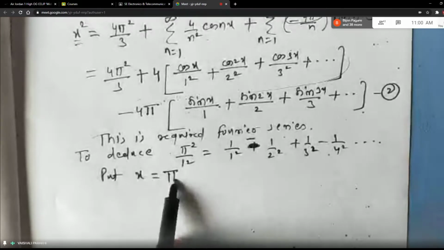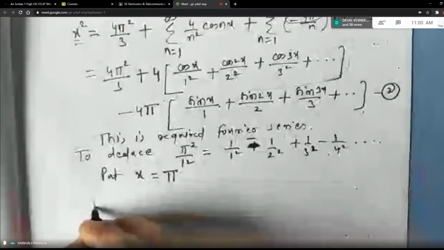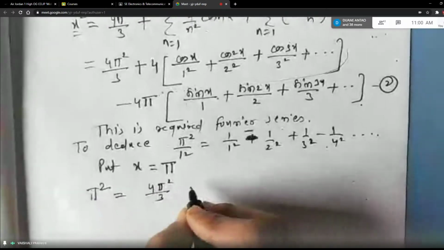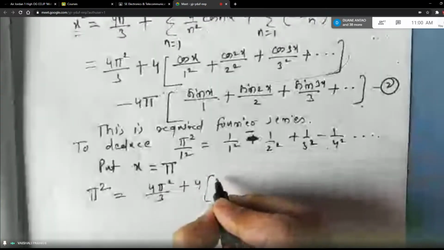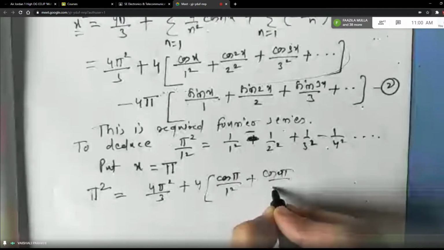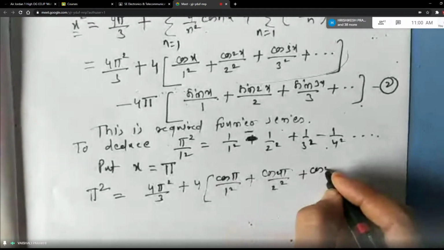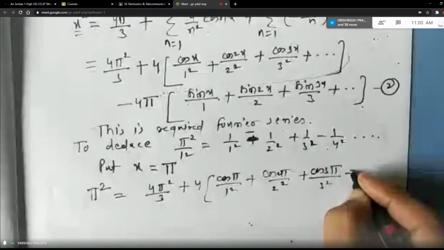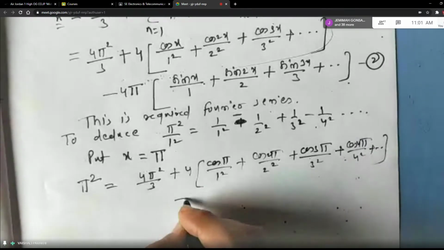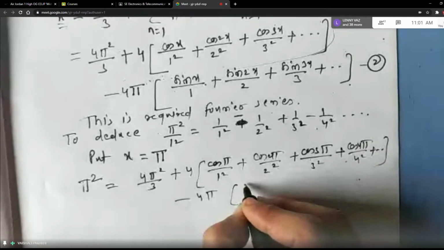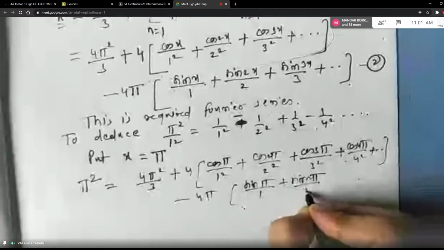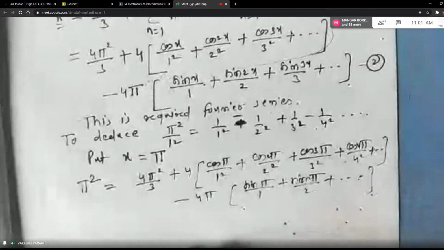So I'm putting x equal to pi on both sides. Left hand side is x square, so it will be pi square, right? So 4 pi square by 3, first term as it is, plus 4 times cos of pi by 1 square, cos of 2 pi by 2 square, cos of 3 pi by 3 square, cos of 4 pi by 4 square and so on. And in the last bracket, if you observe, sine of pi by 1, sine of 2 pi by 2, sine of 3 pi by 3, and so on.